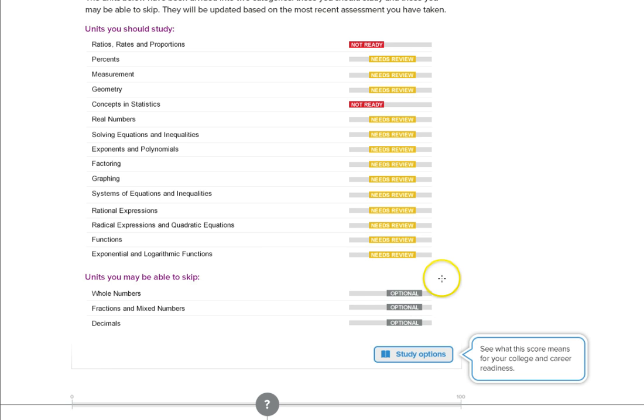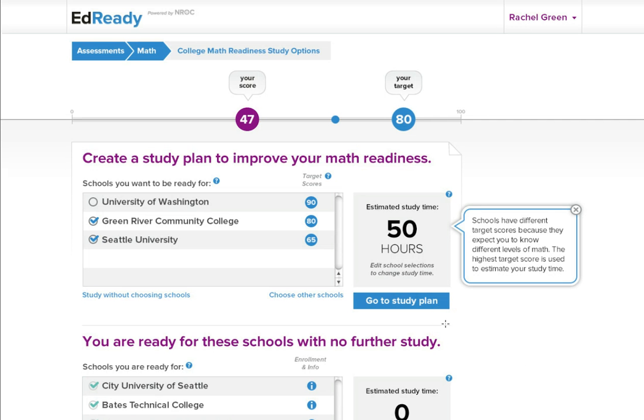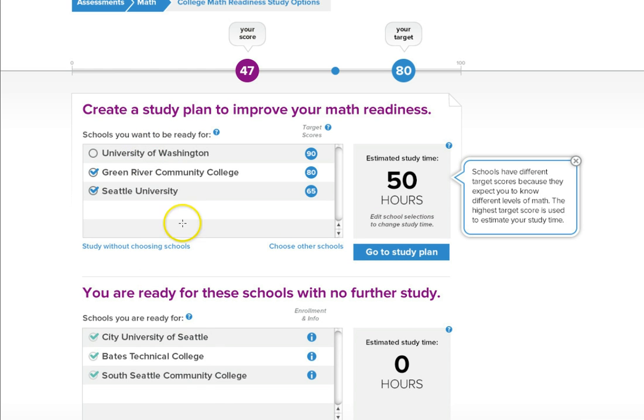We can also see that she did pretty well on a couple of these units. Whole numbers, fractions, decimals. They're flagged here as optional because that initial assessment is really too short for us to say with certainty that she has mastered it, but the signs are good, and so we account for that performance as she moves forward in EdReady. Rachel at this point can move on by clicking Study Options, and now she sees what this score means. So here you can see Rachel's score 47, and down here a listing of the schools that Rachel chose back at the beginning.